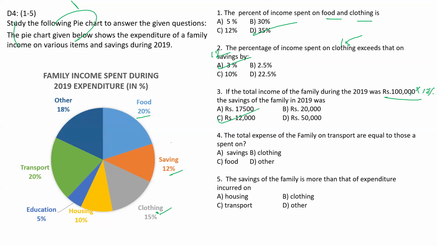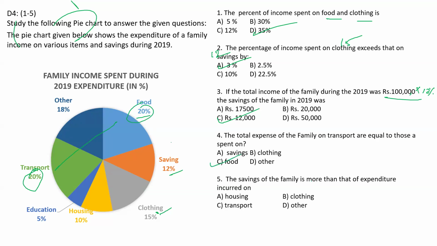Next, total expenses of the family on transport is equal to dash spent. So 20% is the total. Similarly, 20% is what? Food. Equally, right? So food is the answer.